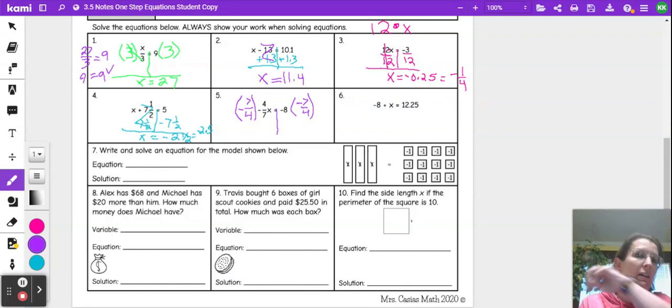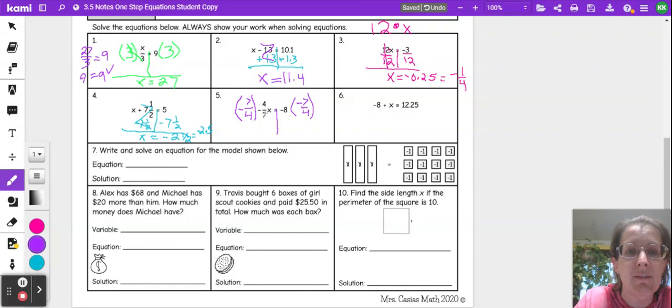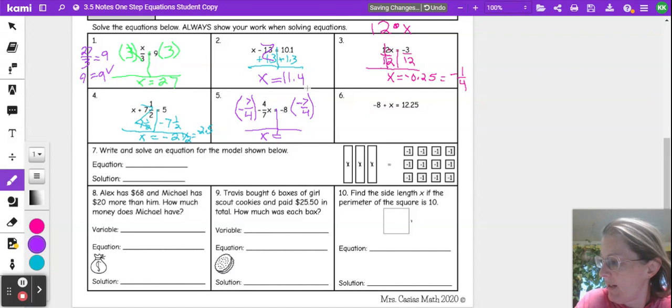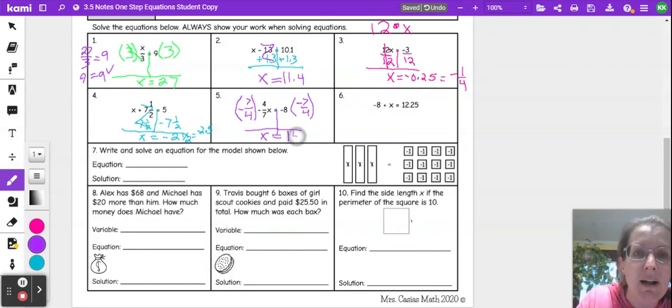If you check it in your calculator, negative 7/4 times negative 4/7 will turn into 1. So that will turn into 1x. And then here we'll multiply negative 8 times negative 7/4, and negative 8 times negative 7/4 is positive 14.